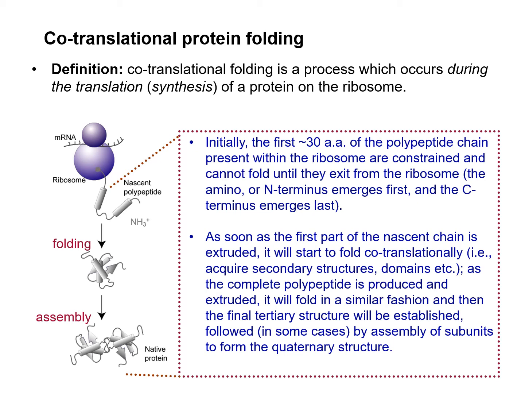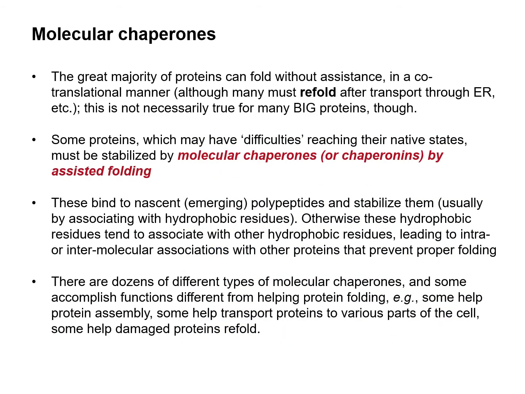And as the complete polypeptide is produced, it will fold in a similar fashion, and then the final tertiary structure will be established in some cases, like the larger proteins. Also, the quaternary structure can be formed after that by assembling the subunits or multiple polypeptides into a big globular protein structure. Molecular chaperones are basically helper proteins for protein folding.